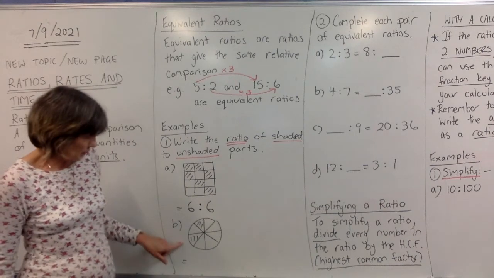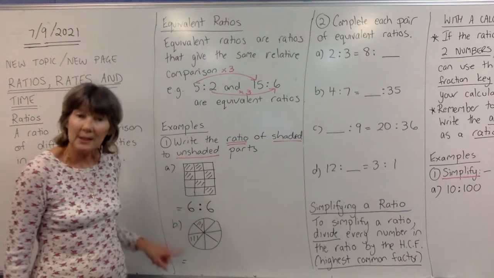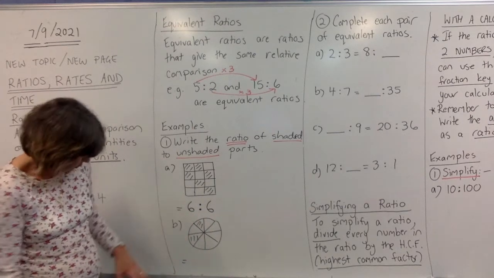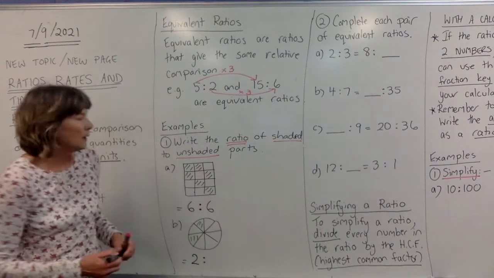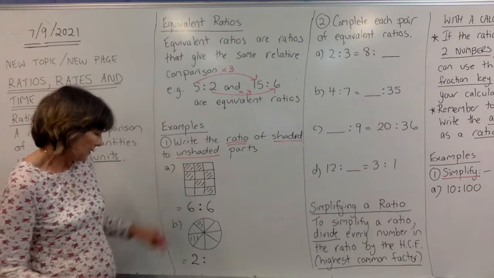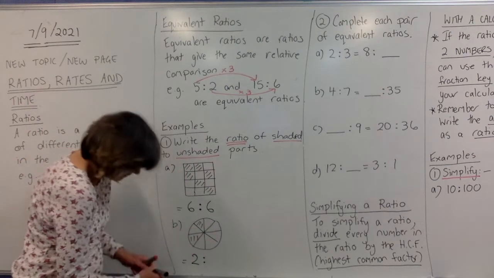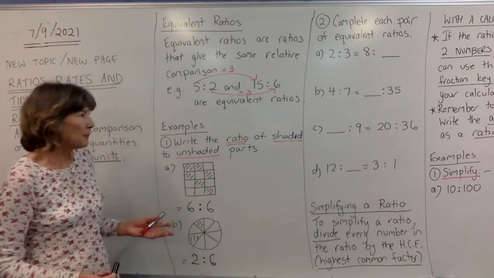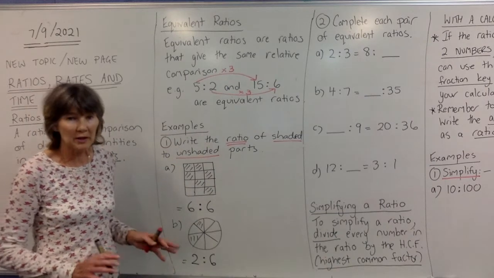All right, now let's look at the next diagram. It's been divided up into 8 equal sectors. So we're now going to count the shaded ones. 1, 2, write it down, colon. Now we're going to count the unshaded parts. 1, 2, 3, 4, 5, 6. So that's the answer to my question. That can't be marked wrong in a test. I have answered it. It may not be simplified, but that's okay.